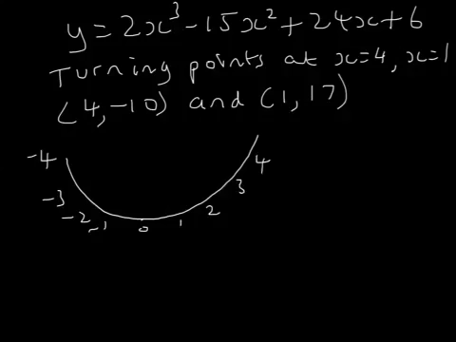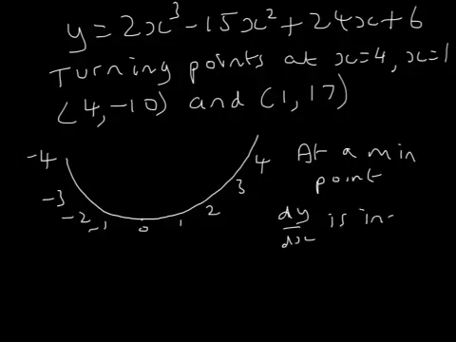As a general rule, you can see that as the x numbers increase, the gradient increases. So the gradient itself is an increasing function. So as we go through here, the gradient is getting bigger and bigger all the time. It's going from minus 4, minus 3 and so on up to 4. So this means that at a minimum point, dy by dx is increasing. So how can we work out whether dy by dx is an increasing or decreasing function?